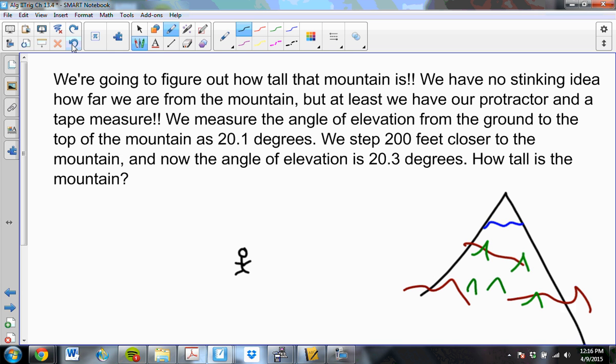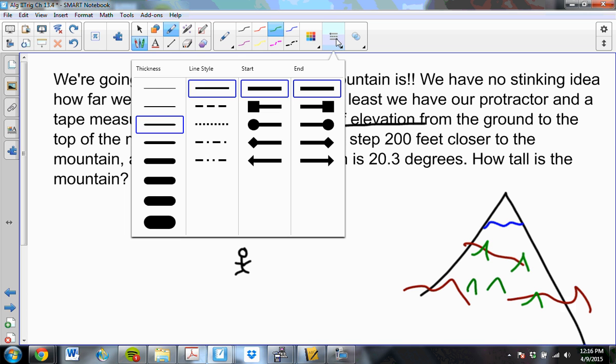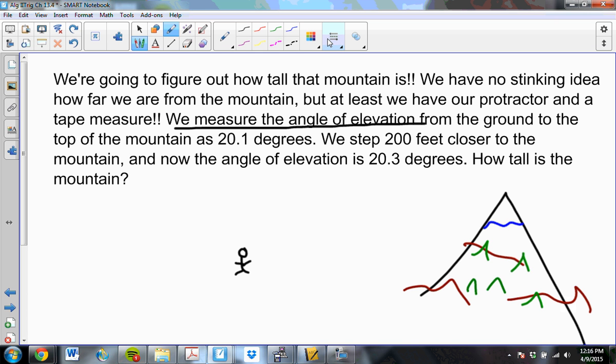Instead, what you do is you stand somewhere. We've got our protractor and a tape measure. We measure the angle of elevation from the ground to the top of the mountain is 20.1 degrees. So from here to here, this angle is 20.1 degrees.